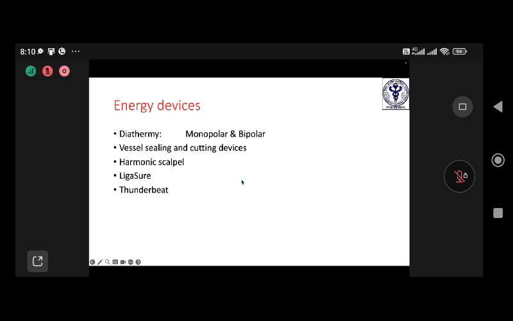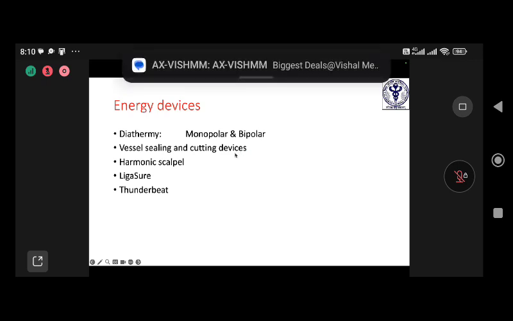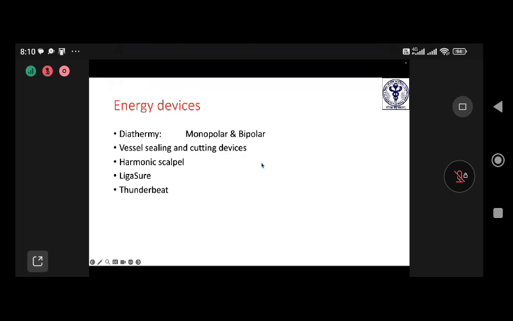Now, briefly, I will touch upon the energy devices also. There are two kinds, and these are certainly going to be kept in your exam. First of all, the basic diathermy, the monopolar and bipolar. So what is the difference between monopolar and bipolar? Simply an example of a question I am asking, but you should be ready with the answer, because monopolar uses higher voltage energy, bipolar uses low voltage energy.